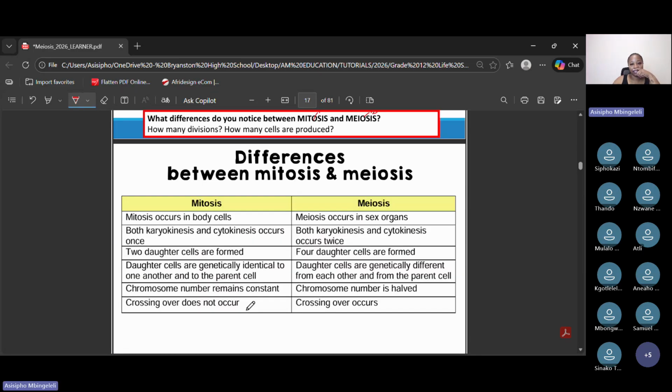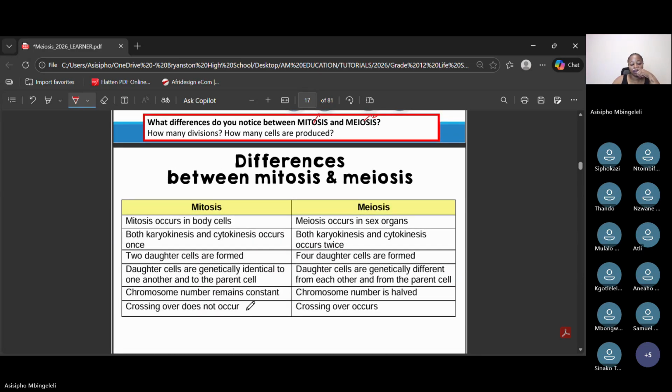These are the differences. Now, remember when you are asked to write down differences, in the same point, you need to compare the same characteristic. So what do I mean by this?